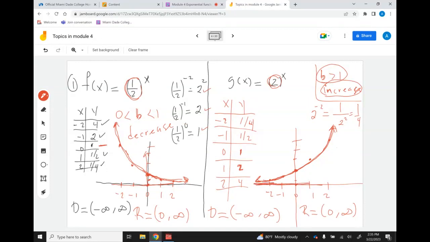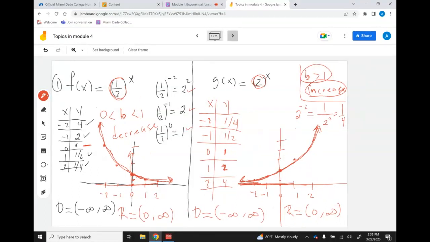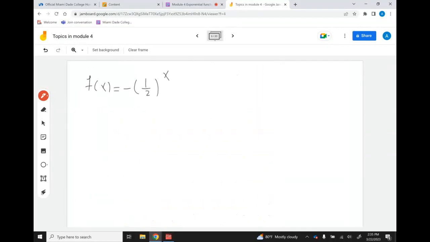In fact, the x-axis in these two examples is called a horizontal asymptote. Okay, this is a topic that we did in module 3, horizontal and vertical asymptotes. Okay, all right, let's move on to another example. Now look at this here. Now I have kind of a similar situation. The only difference is that now I have a negative in front of the parentheses.